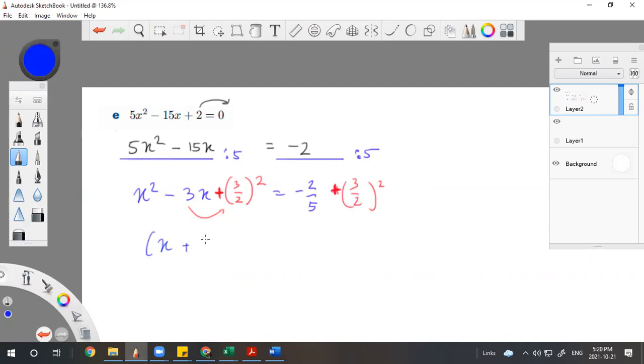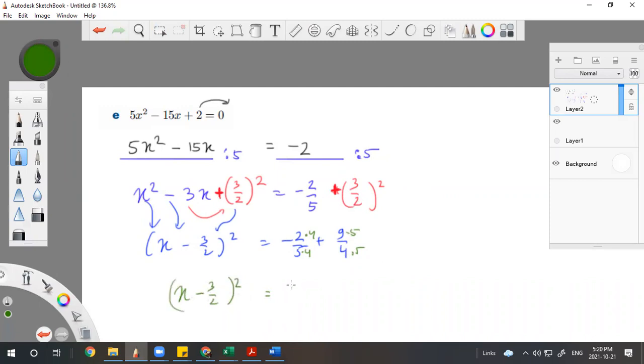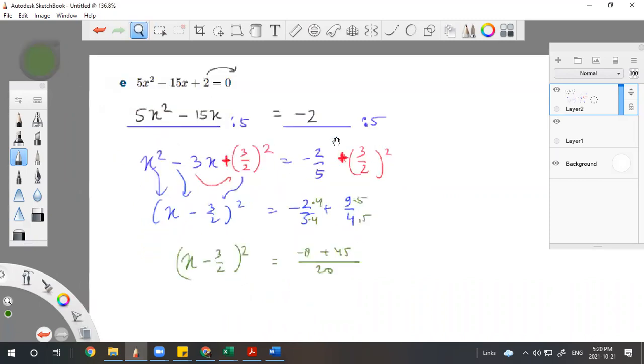X minus 3 over 2 squared equals negative 2 over 5 plus 9 over 4. What next? Equalize the denominator. That's the problem. A new problem occurs, but we can solve it easily because we know the basics of fractions. So x minus 3 over 2 squared equals negative 8 over 20 plus 45 over 20, right?